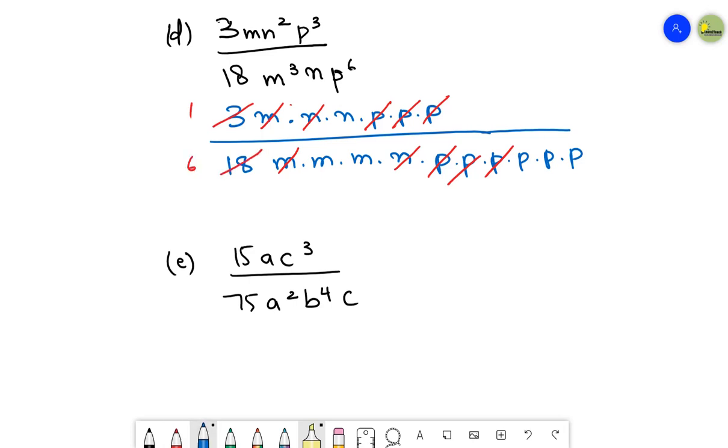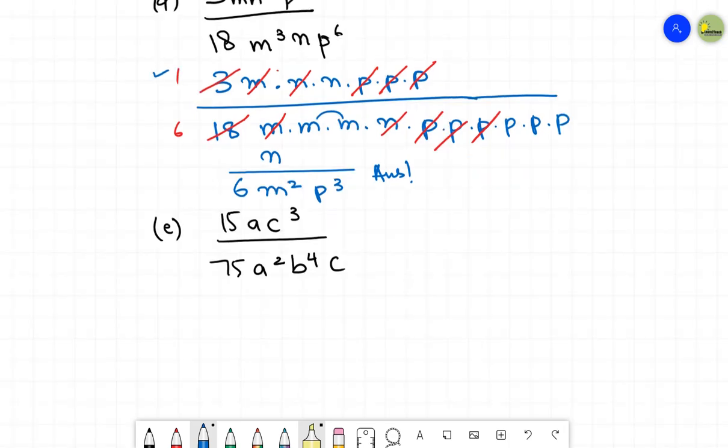So the answer would be n divided by, since the number is 1, you are not supposed to write it. 1 is the coefficient of your variable n. So there is no need to write 1 as a coefficient. Then you have 6 in the denominator. Two m's are present here, so it will be m square, and three p's are present, so it becomes p cube. So this is going to be your final answer.